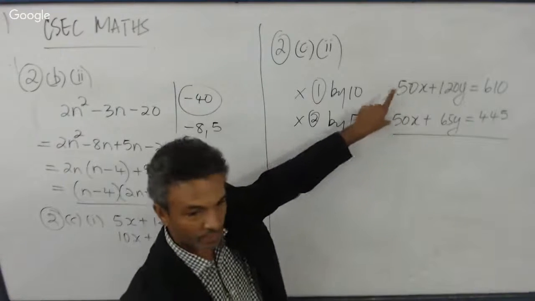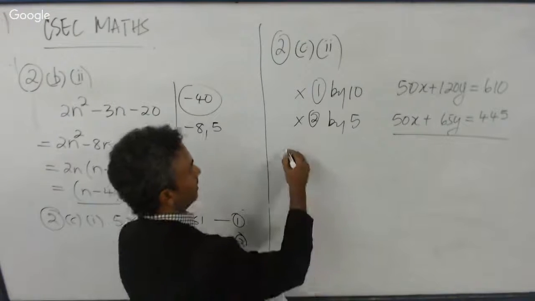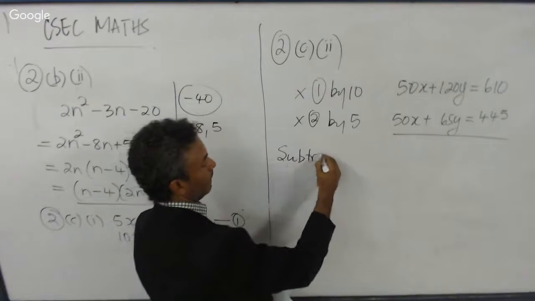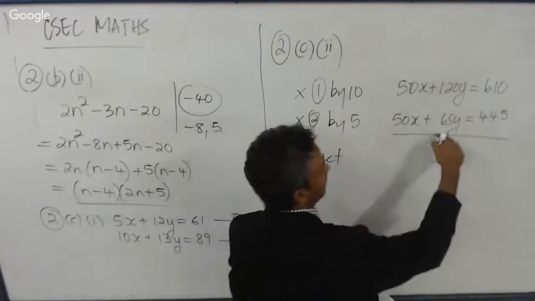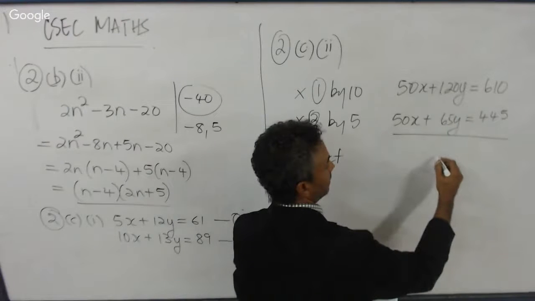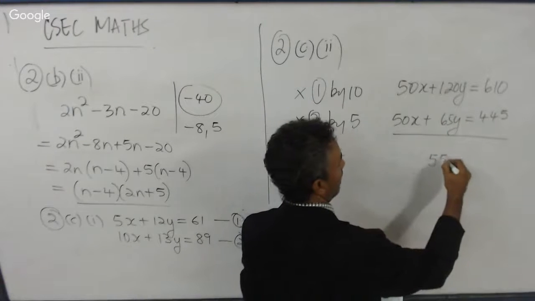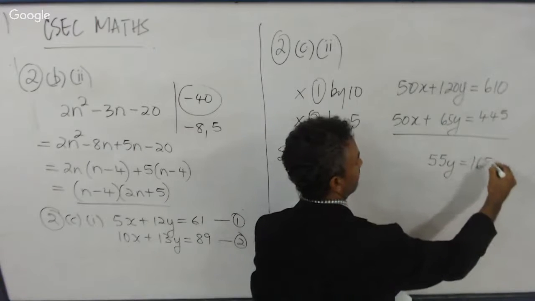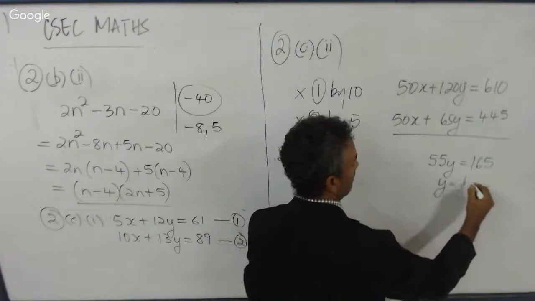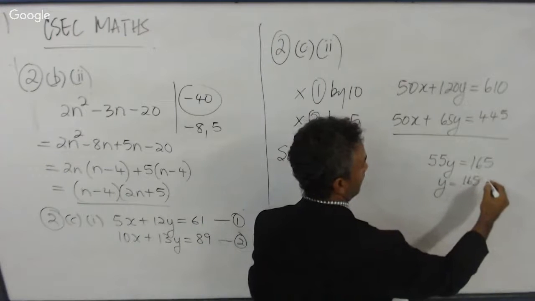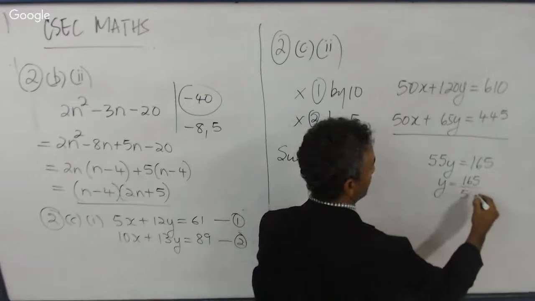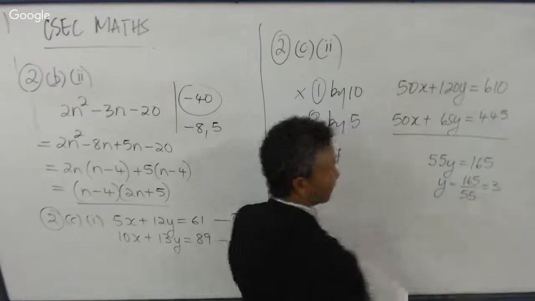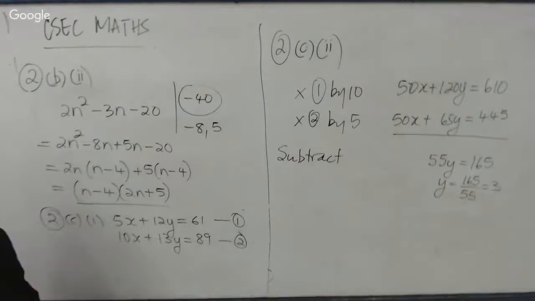The signs are the same, so we subtract. Subtracting, what you end up getting here is 55y equals 165. y is 165 divided by 55, which is 3. y is equal to 3.